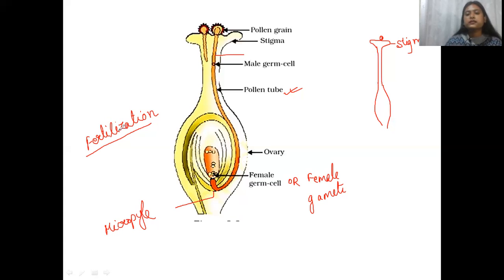So reproduction is actually getting initiated, and they will form the embryo. And this embryo will give rise to a new plant. So this is how reproduction occurs sexually in plants.